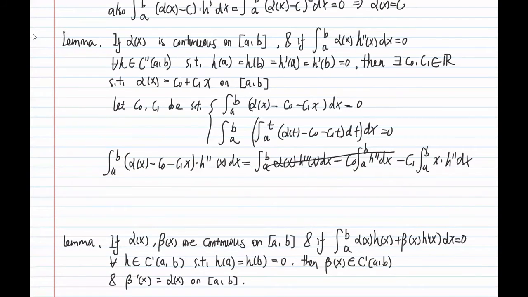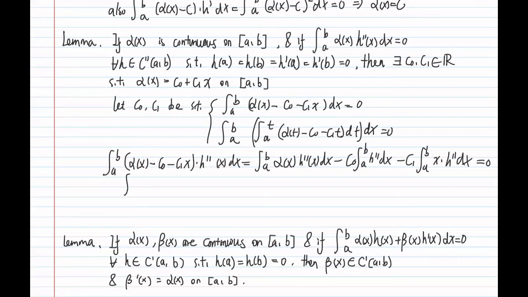And then you can observe that these two terms are all 0. Why? Because this is given by that condition. And this is basically C0 times (h prime b minus h prime a), and those are all 0, so that's fine. And the last term is also 0. Why is that? Because we can basically check by integration by parts, right? So these are all 0.